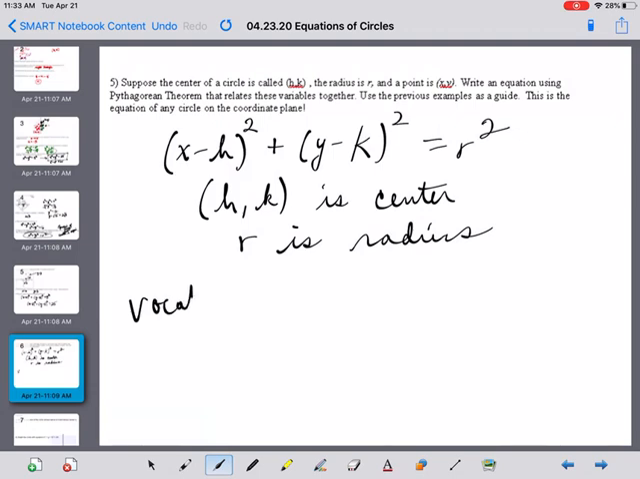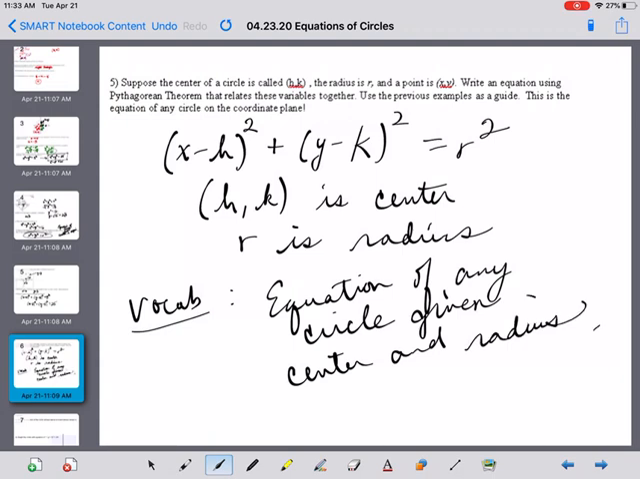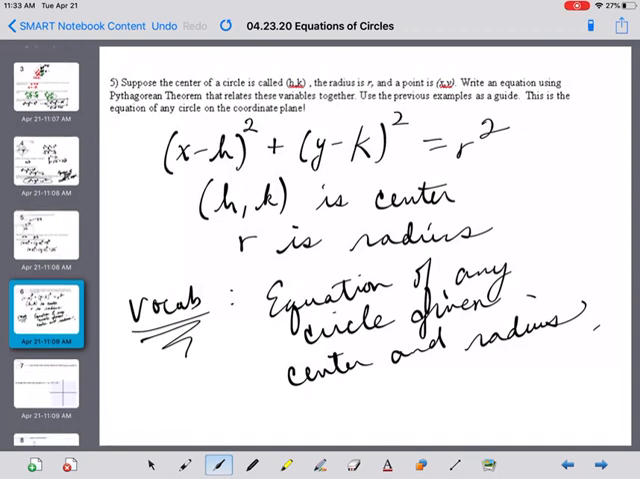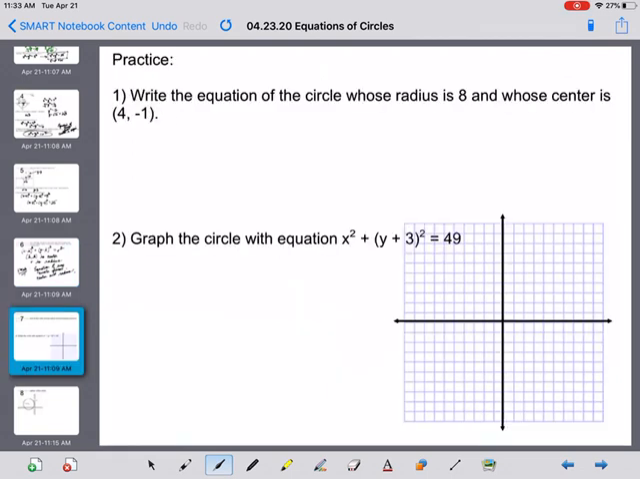So this can go in your vocab as the equation of any circle given the center and the radius. All right? So now if you don't know the center or the radius, you may need to do additional calculations to determine them. So here's some examples.